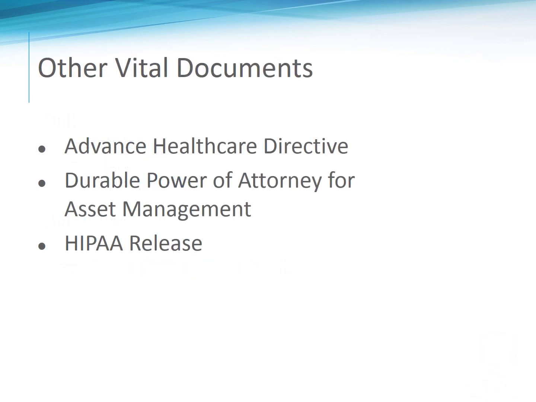I'm going to get back on my soapbox here. If you're age 18 or older, you need these documents. Now, you may be under their medical insurance, but once you're an adult, your parents no longer have automatic authority to make these financial and medical decisions for you.